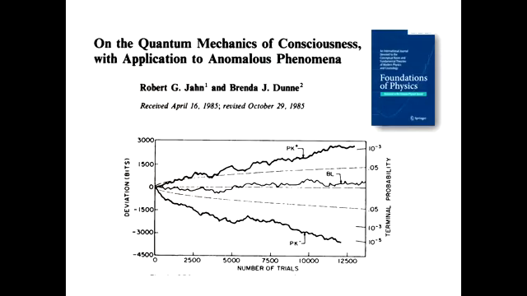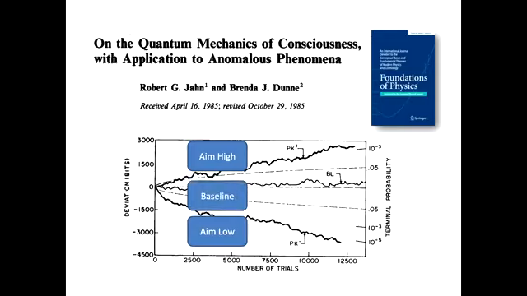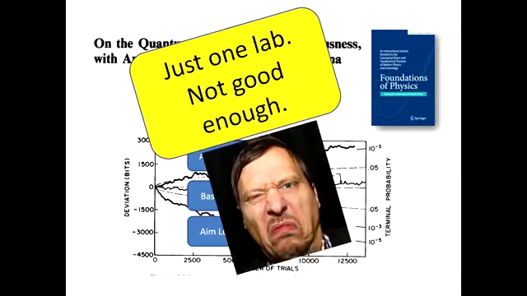To give an example, in 1985, Bob, John, and Brenda Dunne at Princeton University did an experiment with a random number generator where they asked people to aim high, meaning make the generator produce more ones, or aim low, more zeros, or do nothing as a baseline. And they reported highly significant results. And what was the reaction to that? Not good enough. And it's the same suspicion you always get, that it's one laboratory producing a result that is kind of outside the mainstream, so people are suspicious.